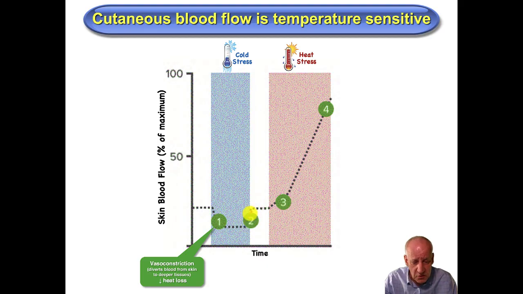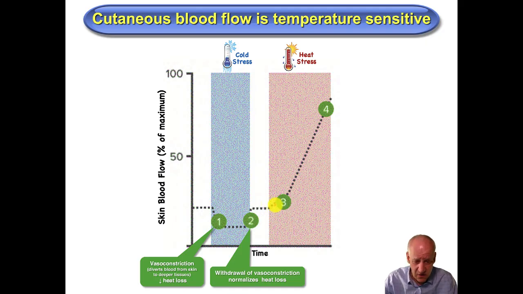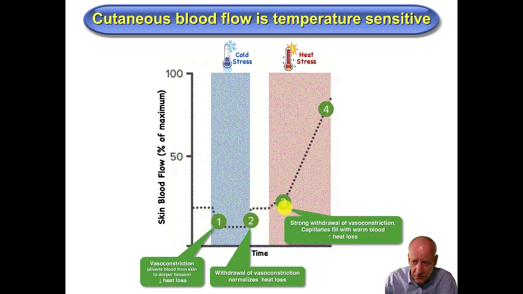We will see that this is achieved by cutaneous vasoconstriction. Next, if the individual is returned to a room at normal temperature, sympathetic vasoconstriction of the cutaneous vessels is withdrawn and blood flow is normalized. Here, the test subject is transferred into a hot room. There is a complete withdrawal of sympathetic vasoconstriction, and the cutaneous capillaries fill with warm blood, allowing that excess heat to be eliminated from the skin surface.